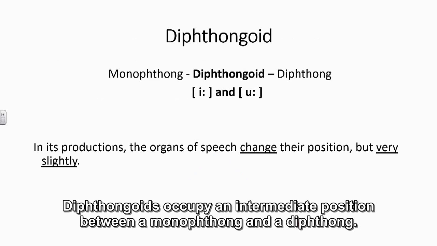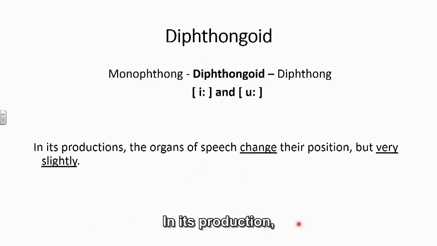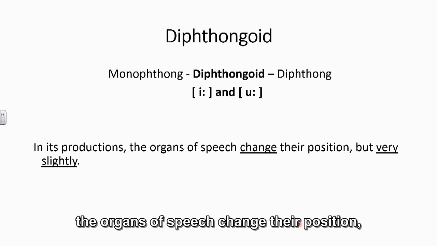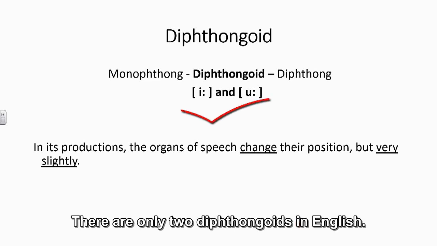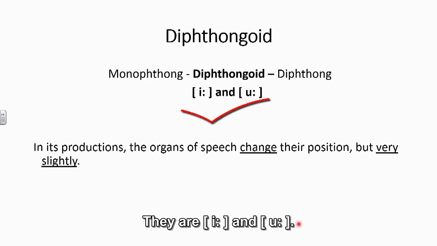Diphthongoids occupy an intermediate position between a monophthong and a diphthong. In its production, the organs of speech change their position, but very slightly. There are only 2 diphthongoids in English. They are E and U.